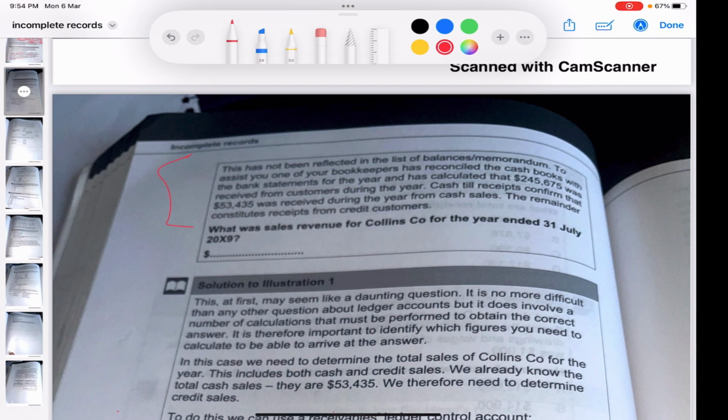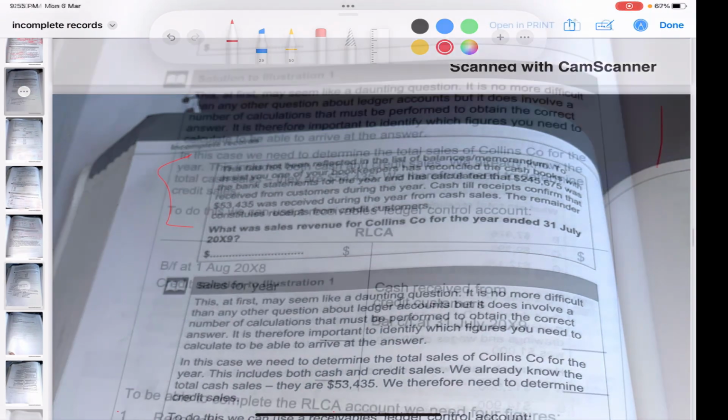To assist, one of the bookkeepers has reconciled the cash books with the bank statement for the year ended and calculated that 24675 was received from customers during the year. Cash till receipts confirm that 53435 was received during the year from cash sales. The remainder constitutes receipts from credit customers.